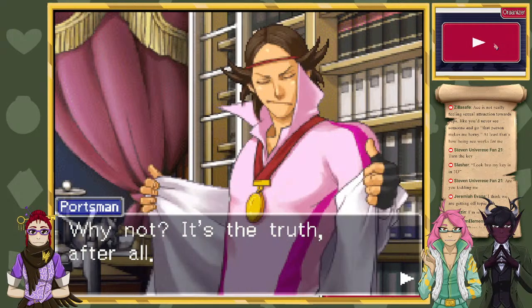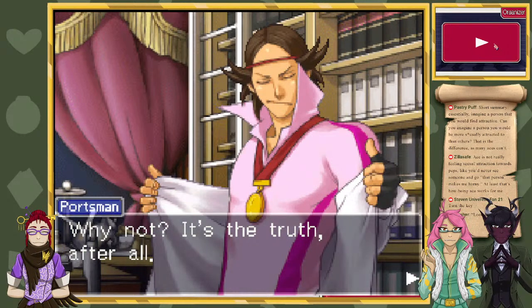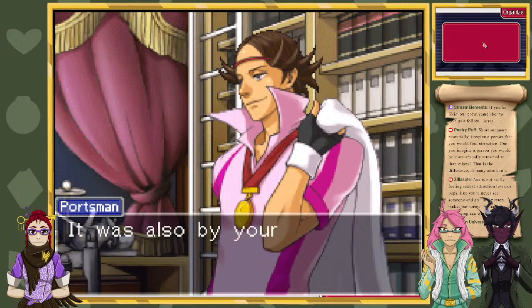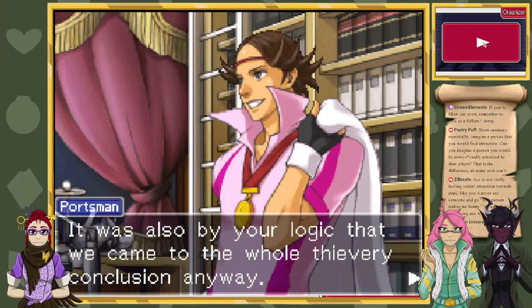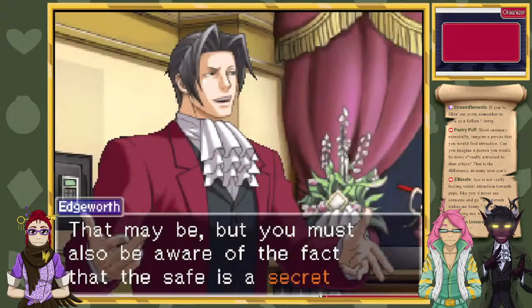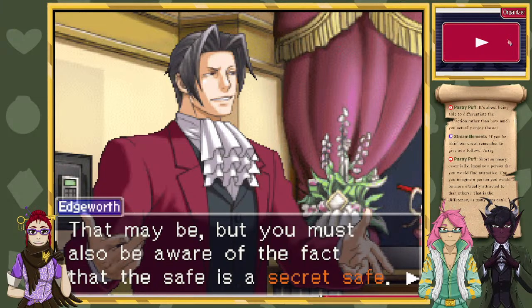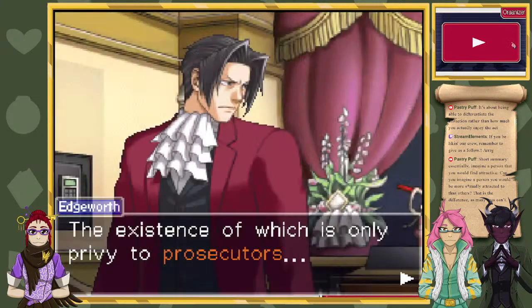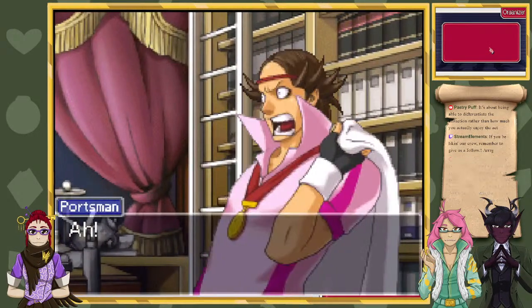Why not, bro? It's the truth after all, bro. It was also by your logic, bro, that we came to the whole thievery conclusion anyway. That may be. But you must also be aware of the fact that the safe is a secret safe. The existence of which is only privy to prosecutors. What? Bro!